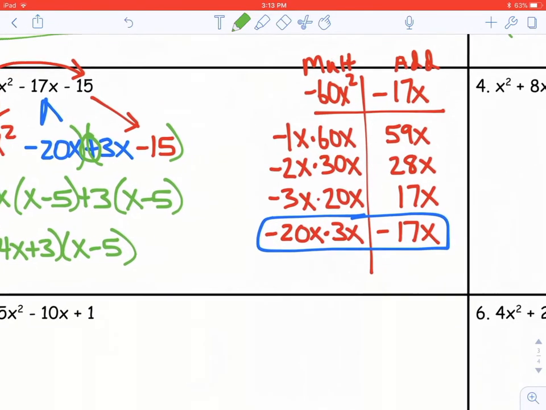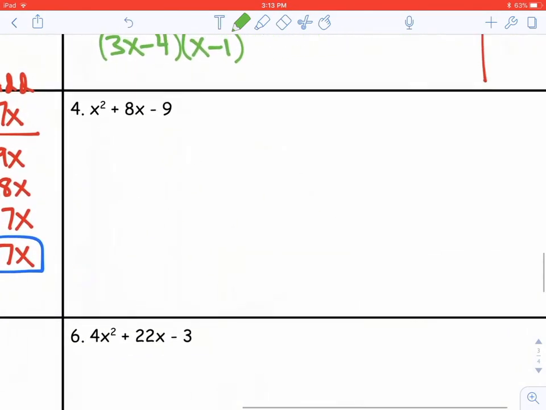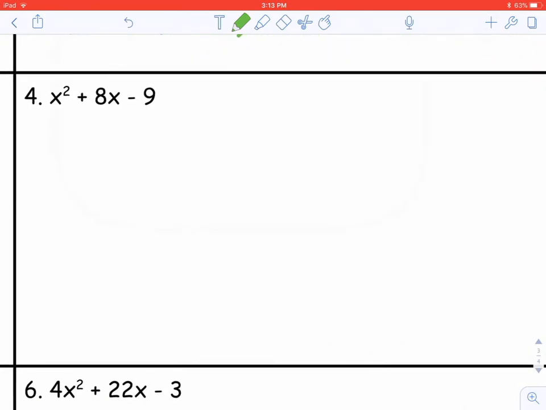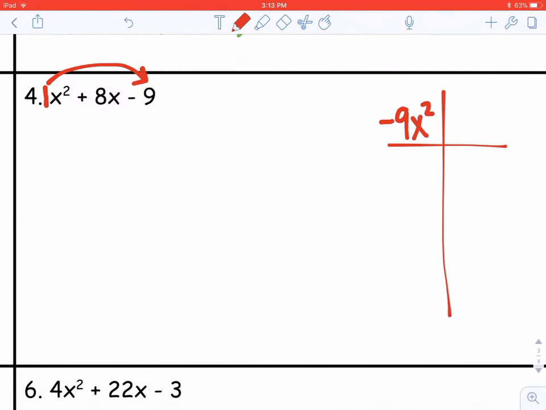Alright, let's take a look at example 4. So this one has x squared plus 8x minus 9. There's like a 1 in front right there, so we just treat it the same way. We can set up our t-chart. So 1x squared times negative 9 would be negative 9x squared. And the middle term is positive 8x.